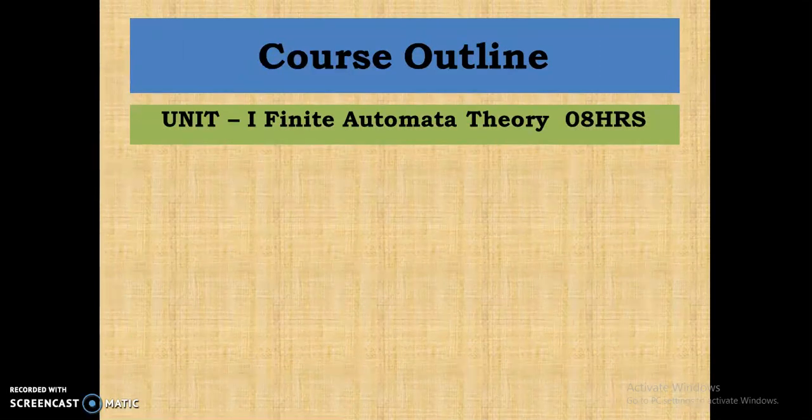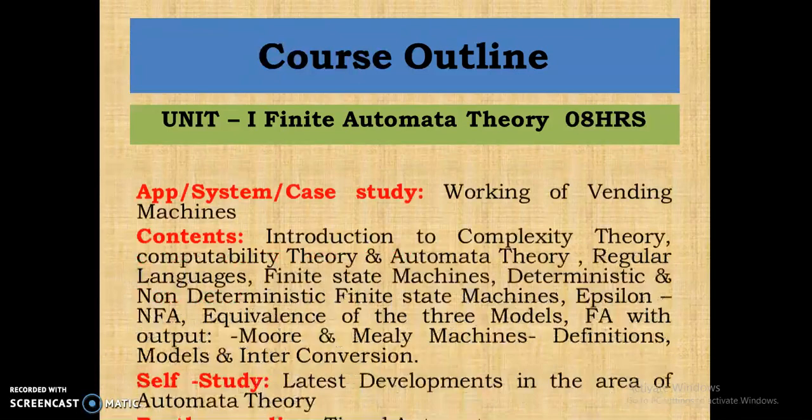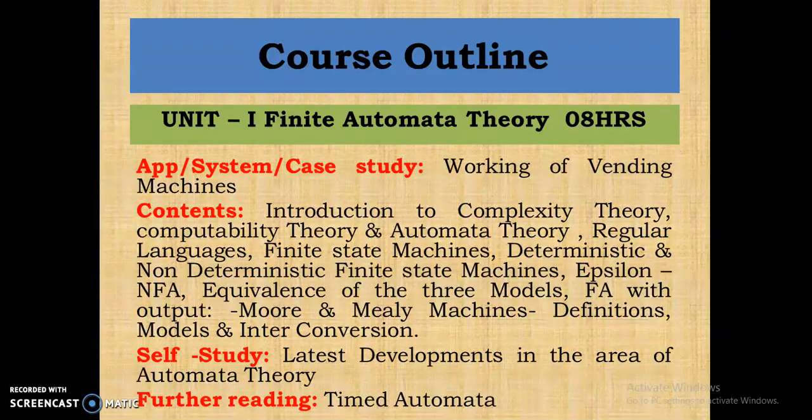So in the first unit we are going to learn about finite automata theory. So in each unit these 4 sections will be there. That's a case study, contents, what you are going to learn here, and some part of self study that you are going to do by yourself by reading some latest developments, and further reading parts, right? So if you want to know about more advancement in that, further reading option is also available. So we have categorized this syllabus unit wise like this. Okay, so in all units you will see these things, right?